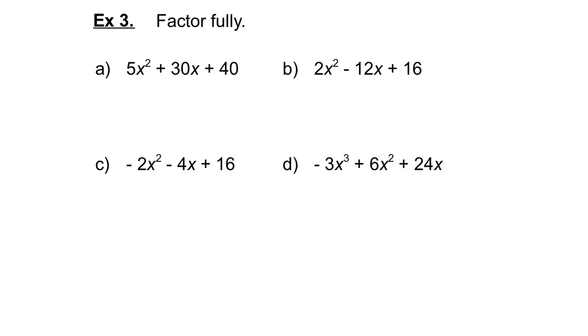And now I'd like you to try. So you've got 4 different expressions here. Each of them have a coefficient in front of the x squared. So you need to remember, try common factoring first, and then factor the simple trinomial remaining. So pause the video and try these on your own. Factor fully.